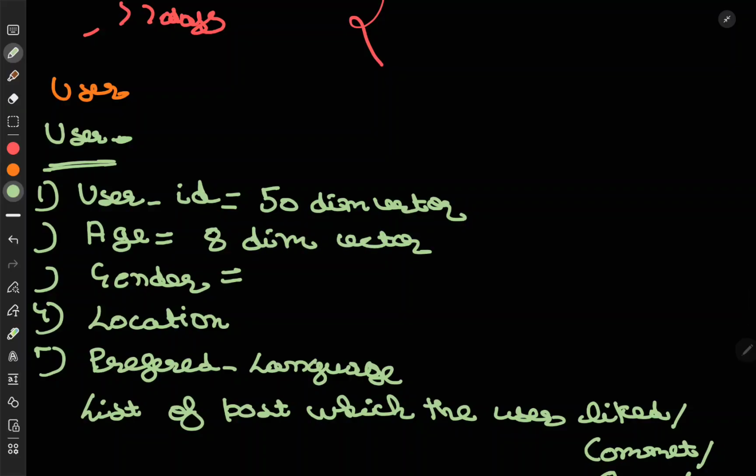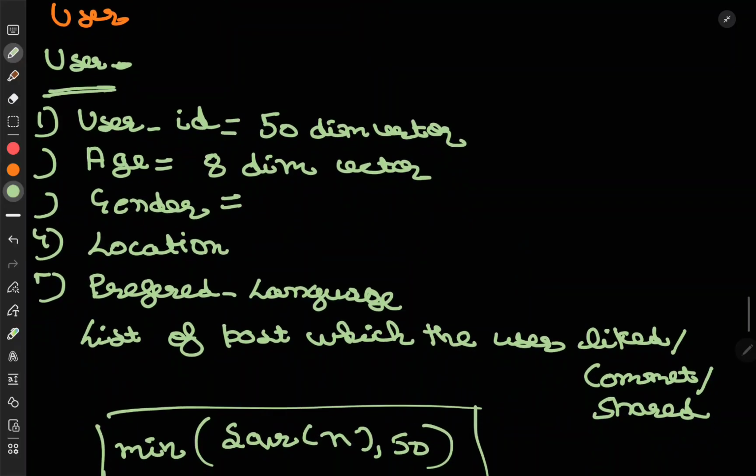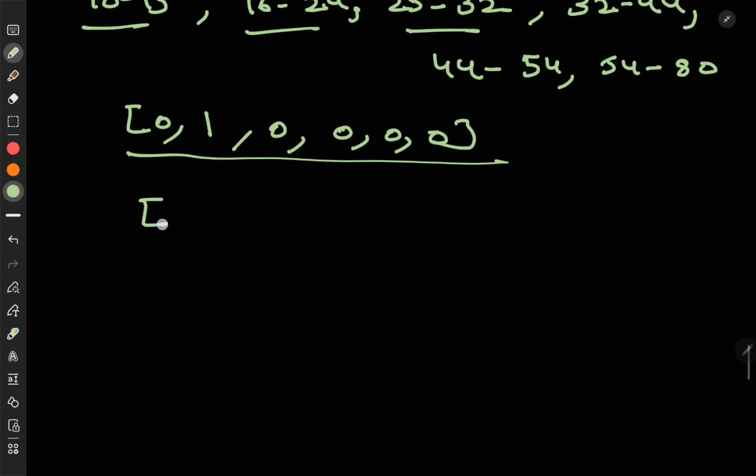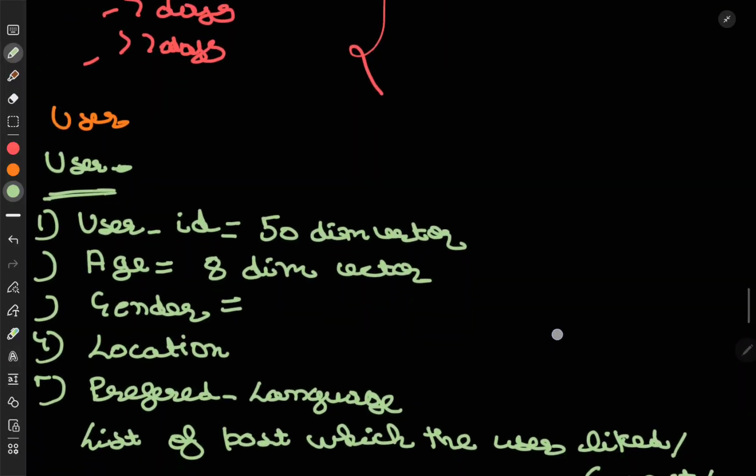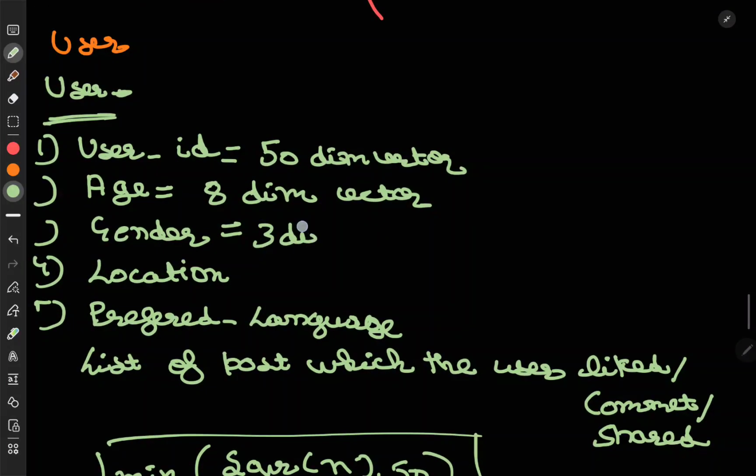Now coming to gender. Gender has only 3 options, right? Male, female and other. For representing that, again we can use a 3 dim vector, where if there is a male, we can represent it using 1 0 0. If it's a female, we can represent it using 0 1 0, and if it's other, we can represent it using 0 0 1, right? So here we can just use a 3-dim vector.